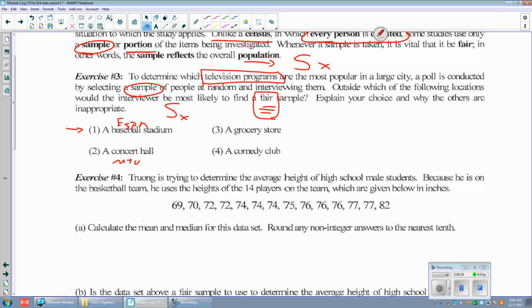A grocery store. Does everyone or almost everyone have to go to a grocery store? Has anyone in this room not been to a grocery store? Okay, everyone's been to a grocery store. This is the best answer, but read the last one. Comedy club. Does everyone go to a comedy club? No, only if you like comedy. Grocery store is the best. Okay, explain your choice and why the others are inappropriate. So go ahead and write down some reasons why these are not appropriate.